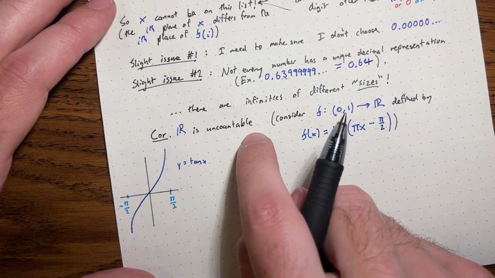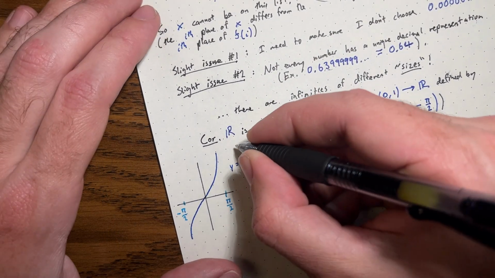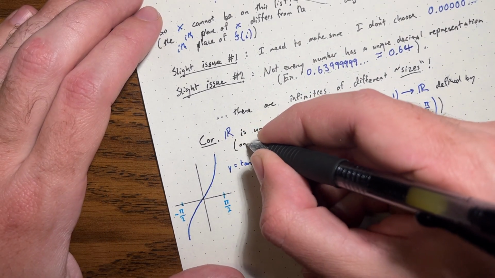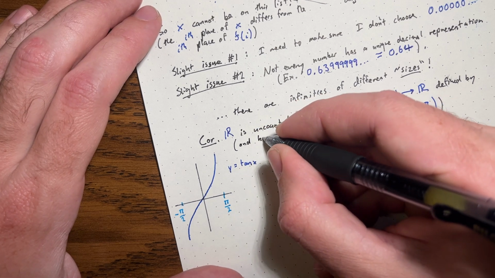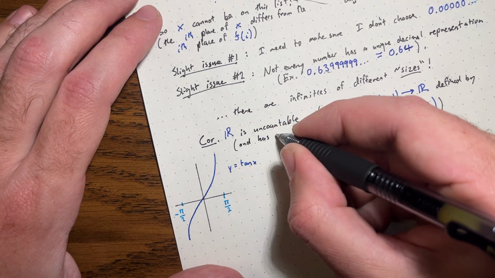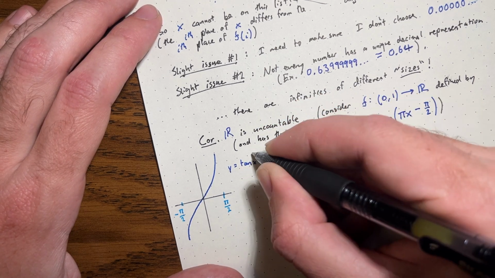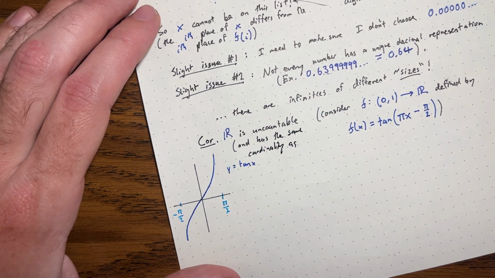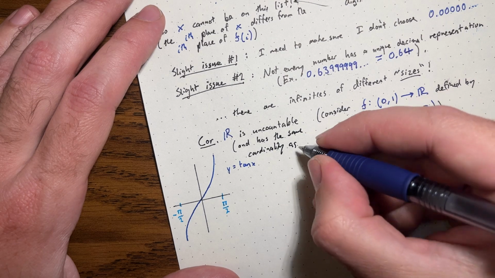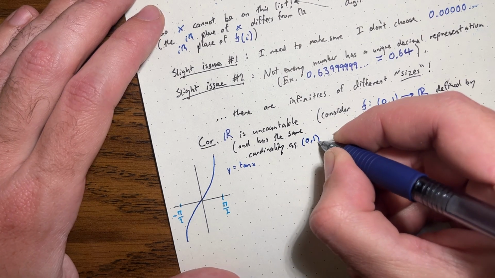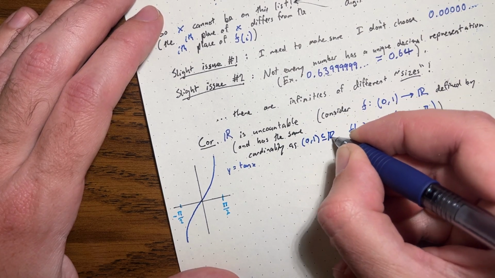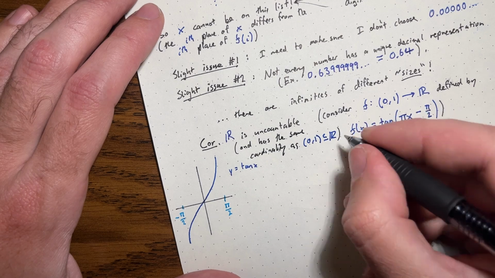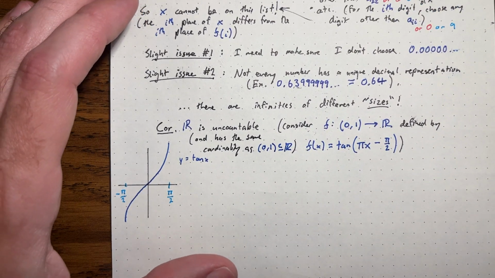So not only is R uncountable, it in fact has the same cardinality as just this interval. And in fact, any interval. Essentially, you can probably figure out how to make that work. It's the same kind of argument. You can just map that interval onto 0 to 1 and then use this tangent function.